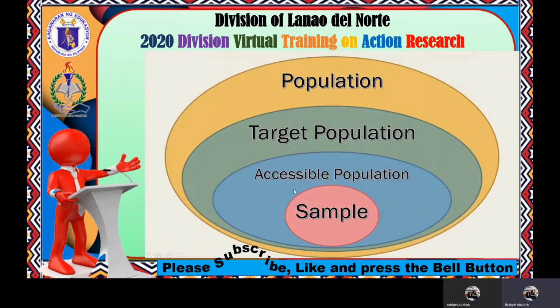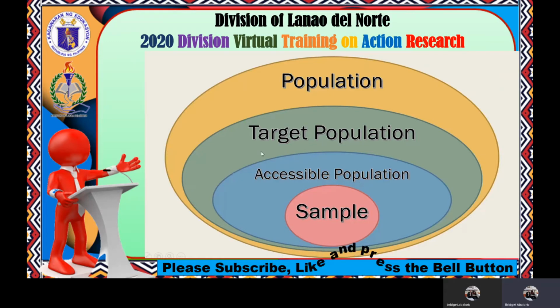So we have here, before we are going to talk about samples, we need to talk about population. So in this slide, we can see that the sample is under the accessible population. The accessible population is under the target population, and the target population is under the entire population. So what do these terms mean?